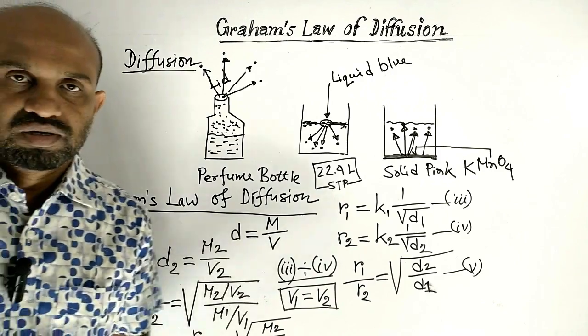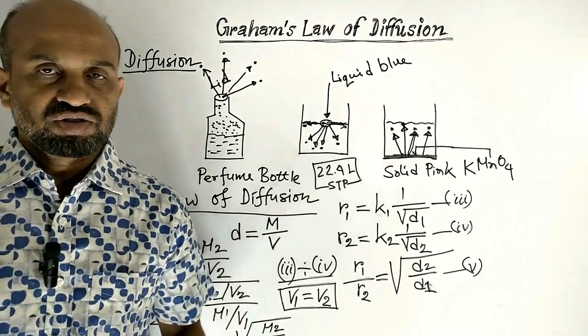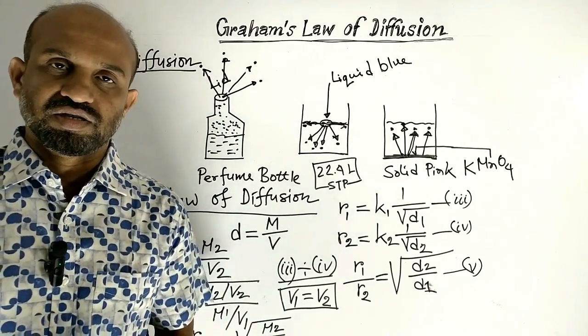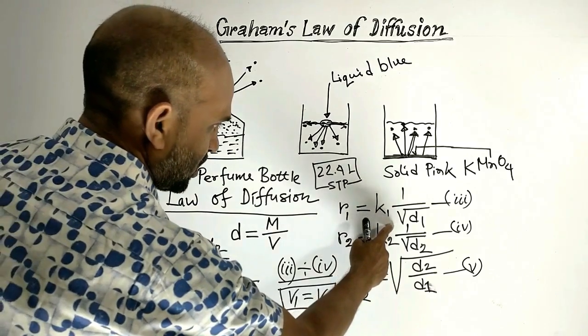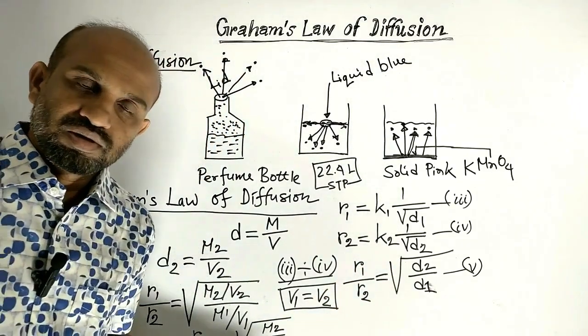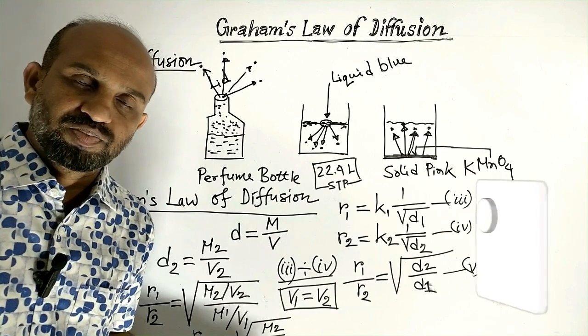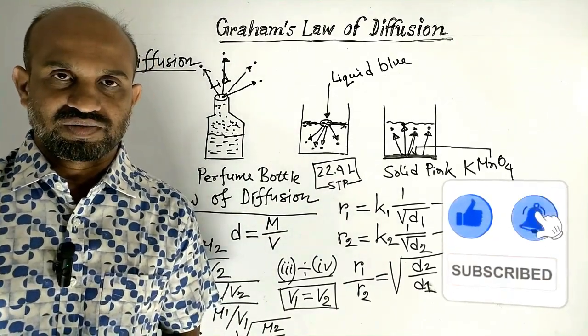That is, Graham's law of diffusion. Rate of diffusion of any gas is inversely proportional to the square root of its density, or is inversely proportional to the square root of the molecular masses of the gases.